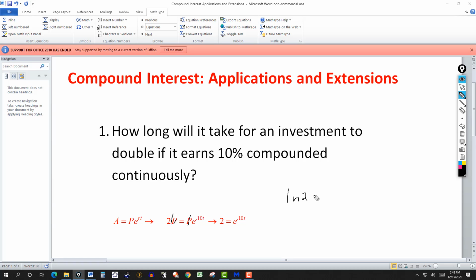We get ln of 2. And when you take the natural log of both sides, because the base here is e, and the base of the log is e, remember, this is e, we don't put it, it's understood. So on the right side, that just gives me 0.10T. When I solve for T, I divide both sides by 0.10. So T then will equal the natural log of 2 divided by 0.10.